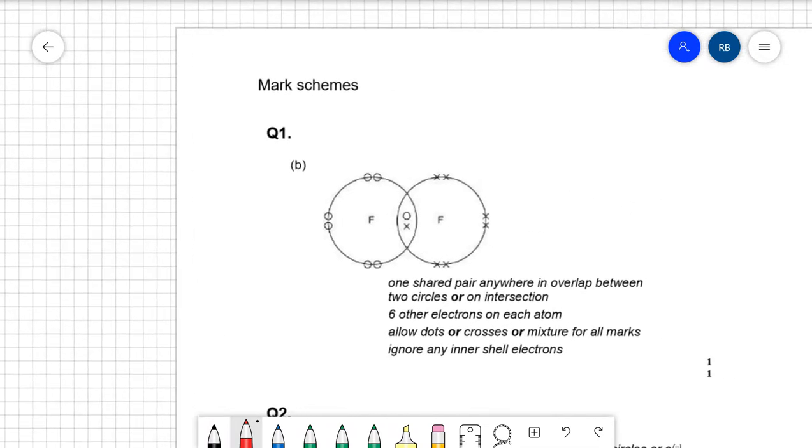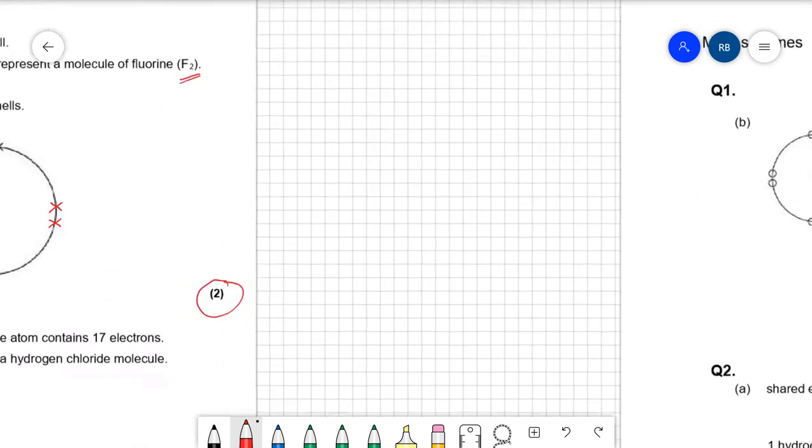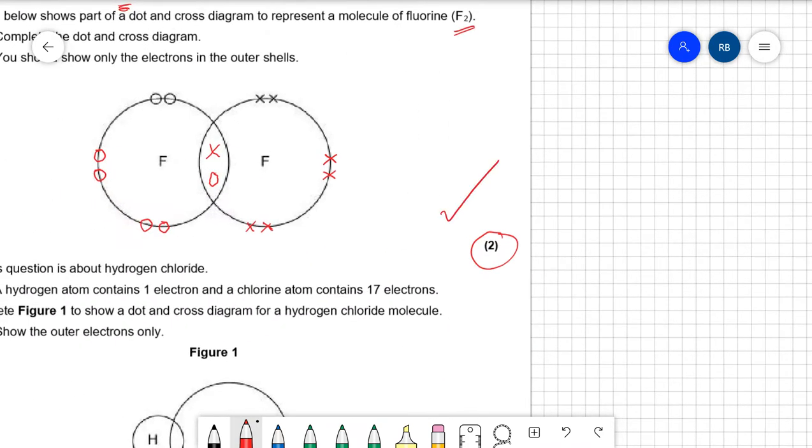Here is the mark scheme for question 1. It looks very similar to ours. 1 shared pair of electrons anywhere in the overlap, and this is the overlap here in the middle. Or you can put this on the intersection. You could also put them at this point on the intersection. You mustn't forget the other electrons in that outer shell. We have to, for the second mark, put the 6 electrons that there would be on the outer shell. If we draw inner shell electrons, they will be ignored. You won't get marked down, but there's no point. You're not asked to do that. Let's go back to ours. I think we got ourselves 2 marks here.